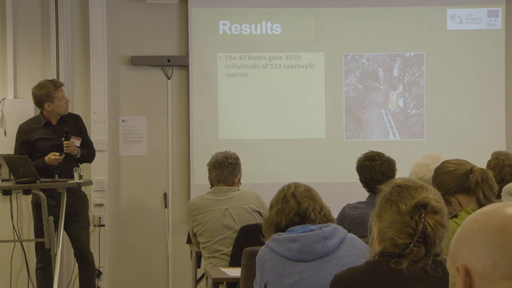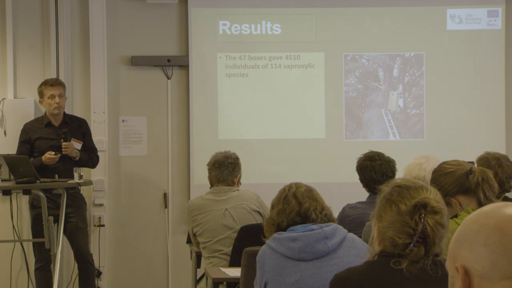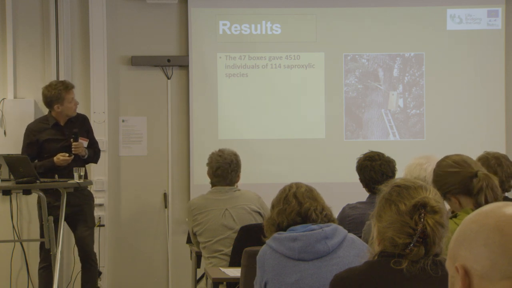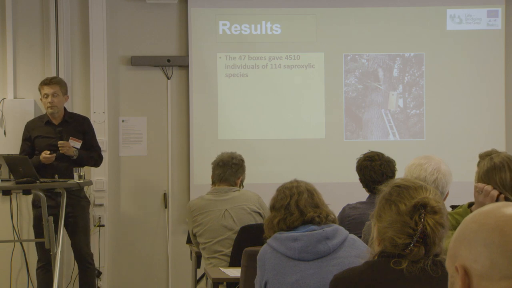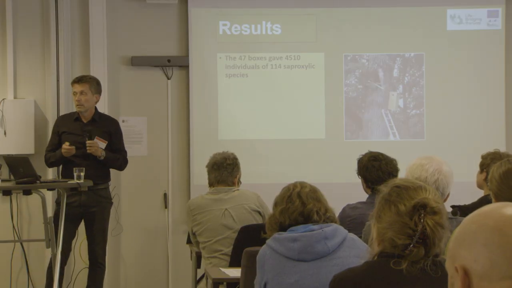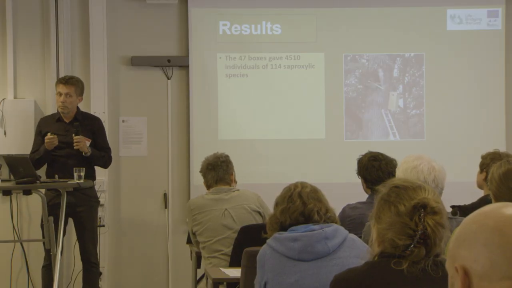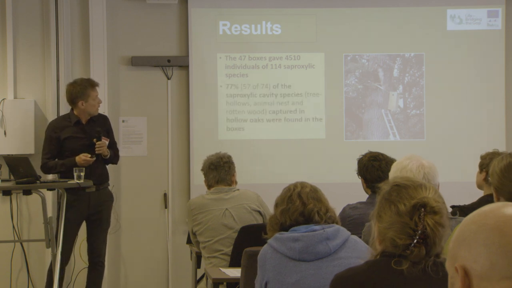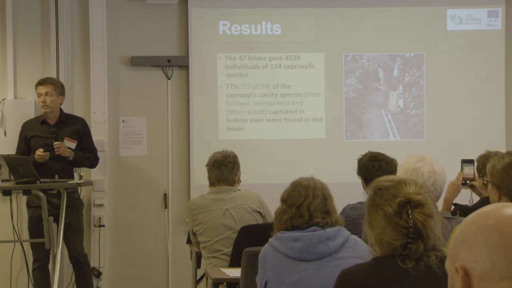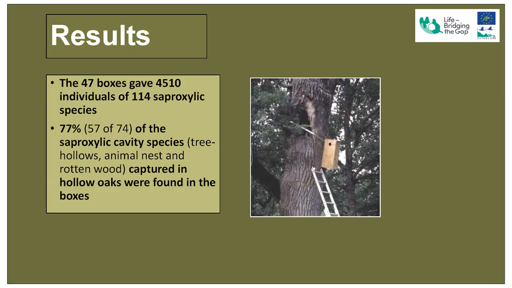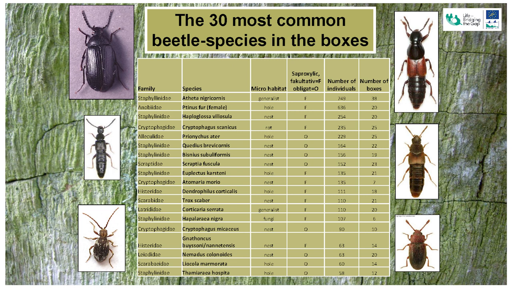In the 47 boxes, we found 4,500 individuals from 114 saproxylic beetle species. And we were more or less shocked that it was so easy to create a habitat for many of the species. Actually, it was 77 percent, if we compare with the living hollow trees that we had studied the years before. So it was quite successful, you must say.